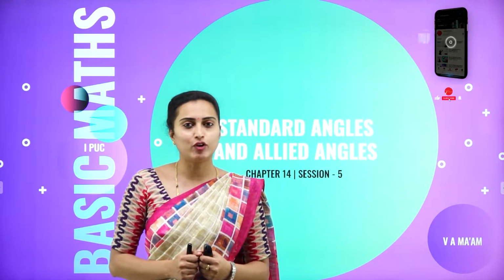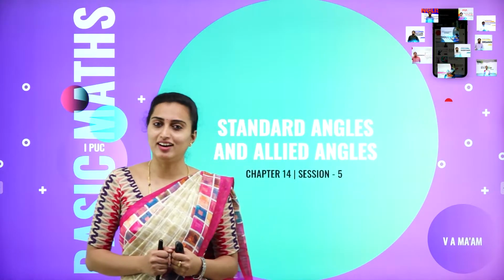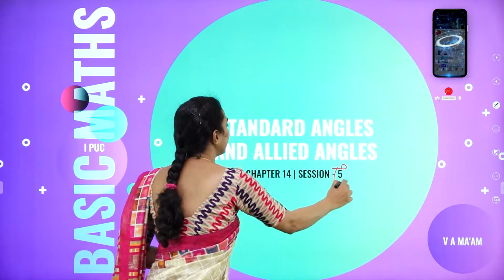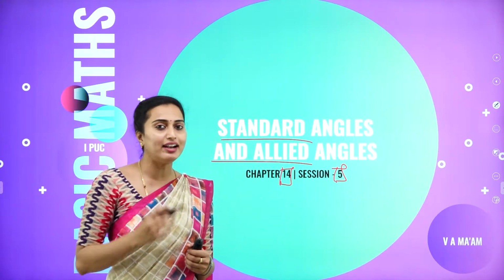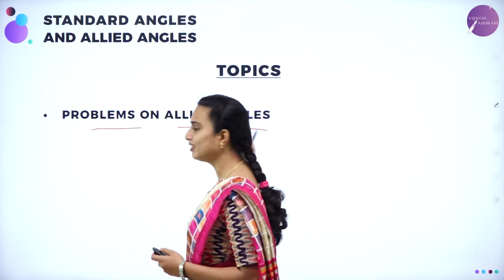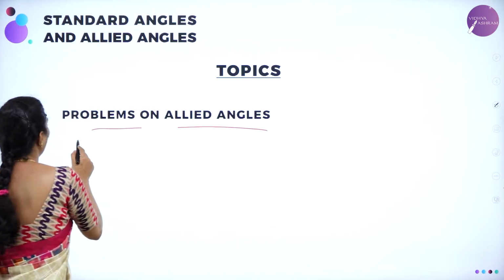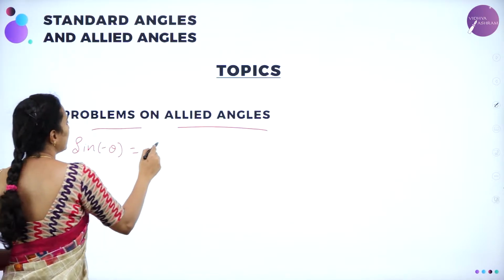In the last session we learned solving problems on allied angles. So in this session number 5, which is chapter number 14 on standard angles and allied angles, you are going to study the topic of problems on the allied angles only. Here you have to remember the formula: sine of minus theta is minus sine theta.